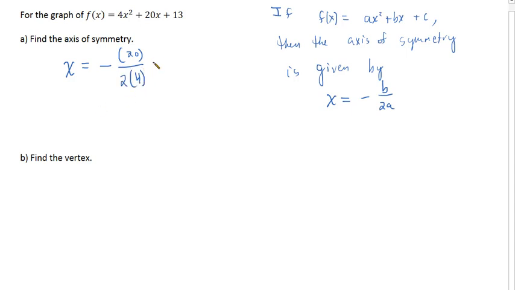So then x would be equal to, let's see, 2 times 4 is 8. So then x is equal to negative 20 over 8, which simplifies to x is equal to negative 5 halves, or x is equal to negative 2.5, however you want to think of it.